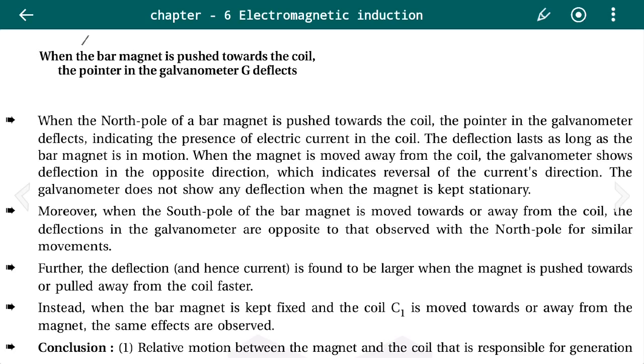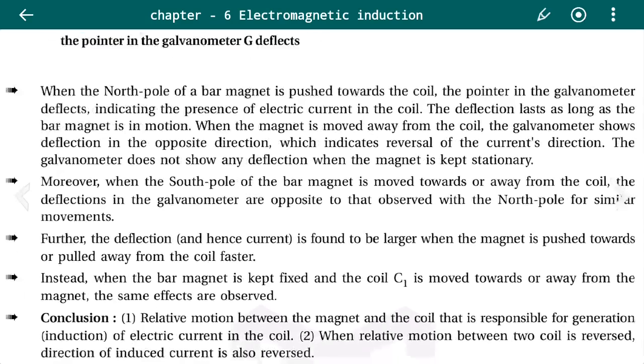So this was the experiment performed: when the bar magnet is kept stationary, the galvanometer shows no deflection. That means no current is flowing through the coil. When the bar magnet is taken towards the coil, that means when it is in motion and comes near to the coil, then the galvanometer shows deflection. That shows the current is induced in the coil. When the bar magnet is taken away from the coil, then also the galvanometer shows deflection but in the opposite direction. That shows the current is induced in the coil, but now its direction is opposite to that of the previous one.